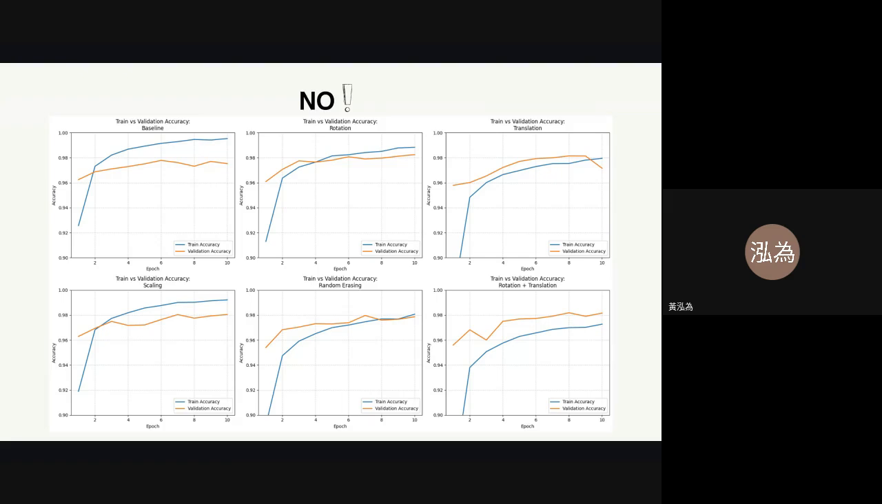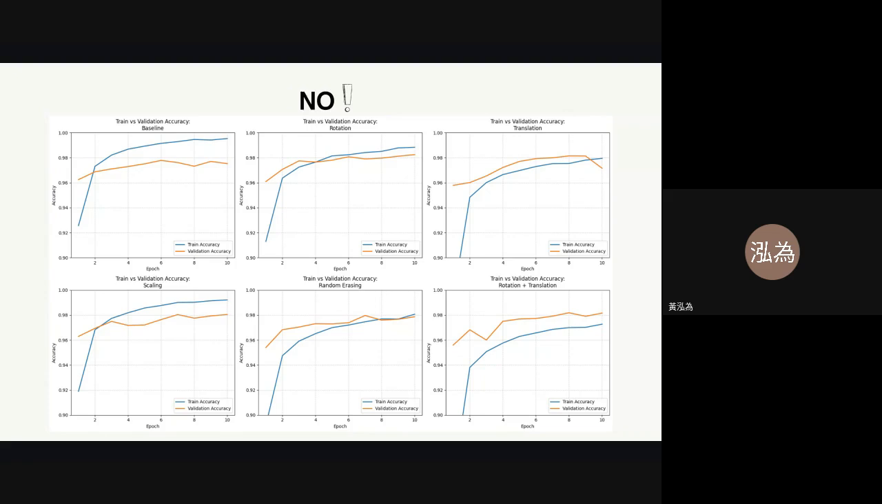However, if you look at the other 5 plots where augmentation was applied, the behavior completely changes. Because the training images are constantly being altered, the blue training line is pulled down. The task is harder now, but as a result, the orange validation line moves up and closely tracks the blue line. The gap between training and validation has practically disappeared.